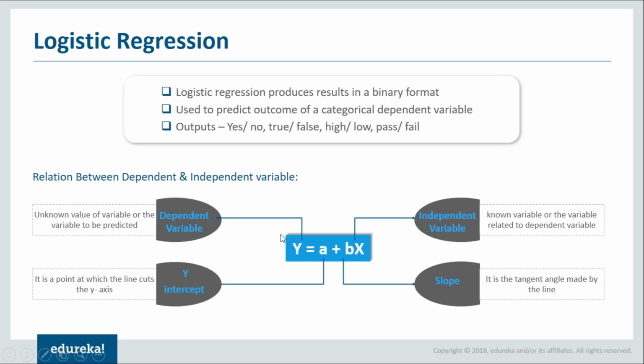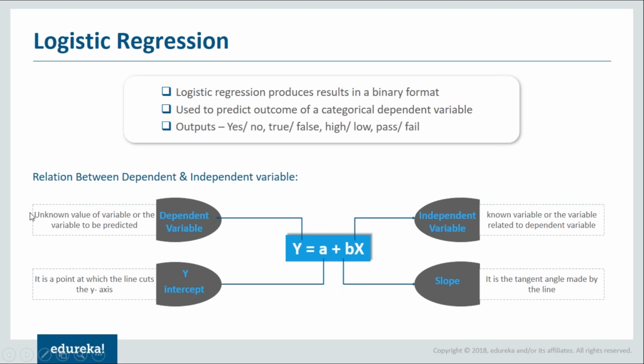So whenever you apply your logistic regression, you should be very precise about which is your dependent variable and which are your independent variables. So let us first understand the relation between independent variables and dependent variables. I hope all of you must have come across the equation of a straight line, that is y equals a plus bx, wherein y is the dependent variable, x is the independent variable, a is the y-intercept and b is the slope.